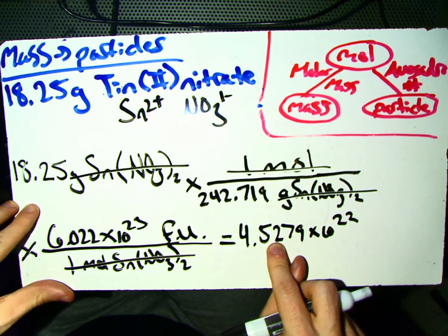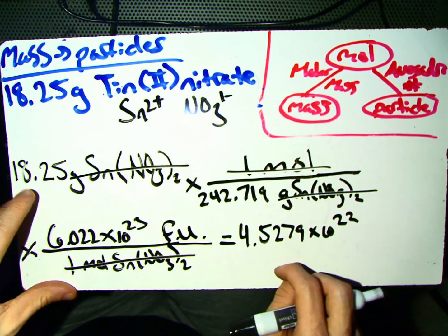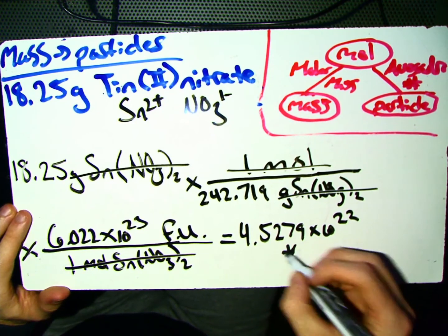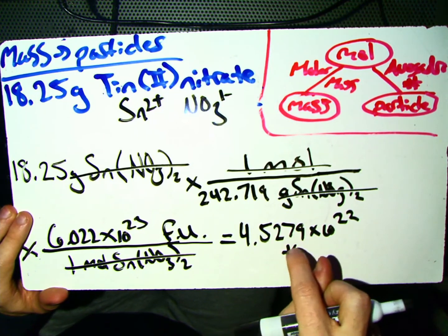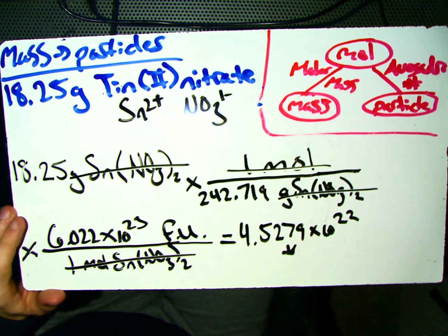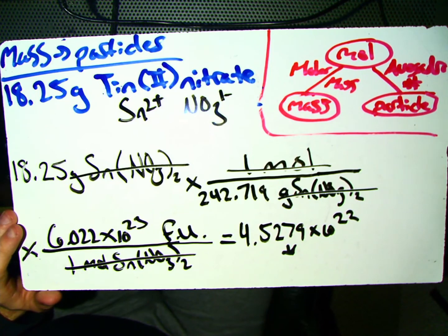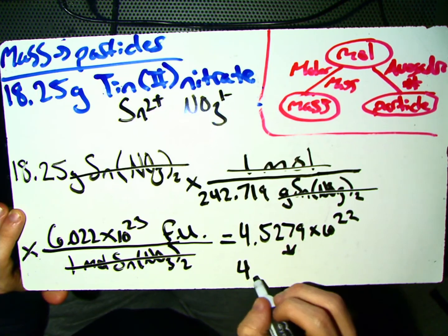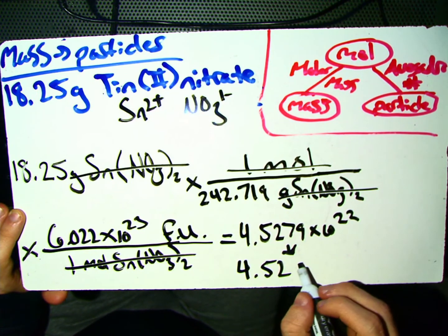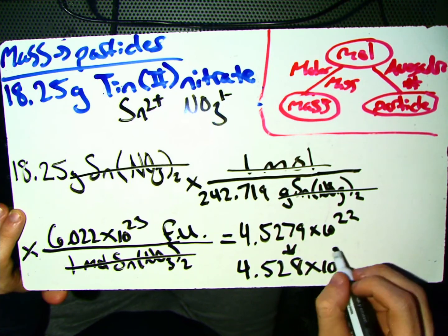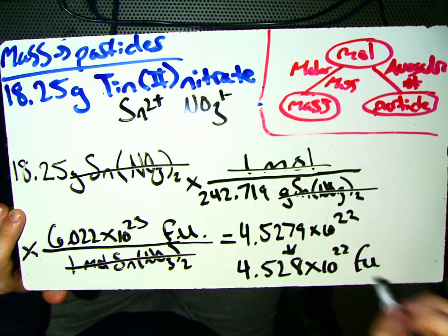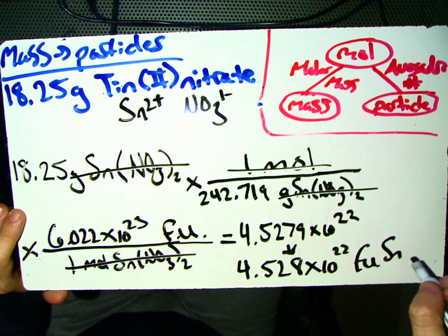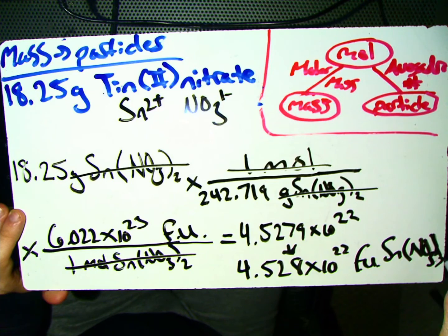It looks like here in all this, the least number of sig figs we have is 4. So we will need to do a little bit of rounding, right? Okay. And we are going to get 4.528 times 10 to the 22 FU of tin 2 nitrate. We're running out of space here, but you kind of get what I'm writing, hopefully.